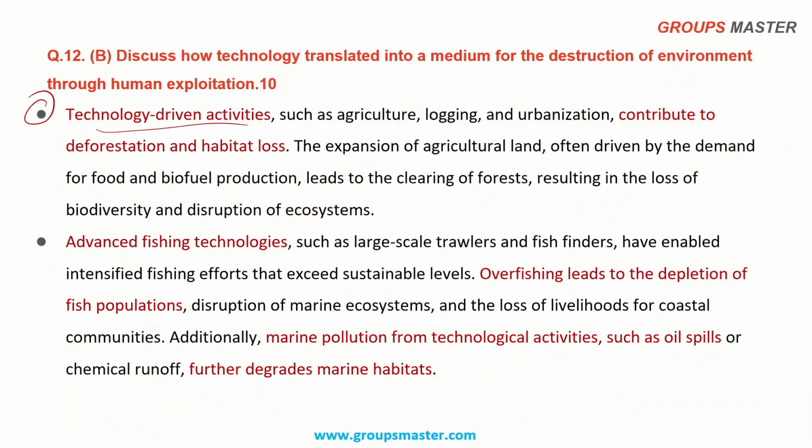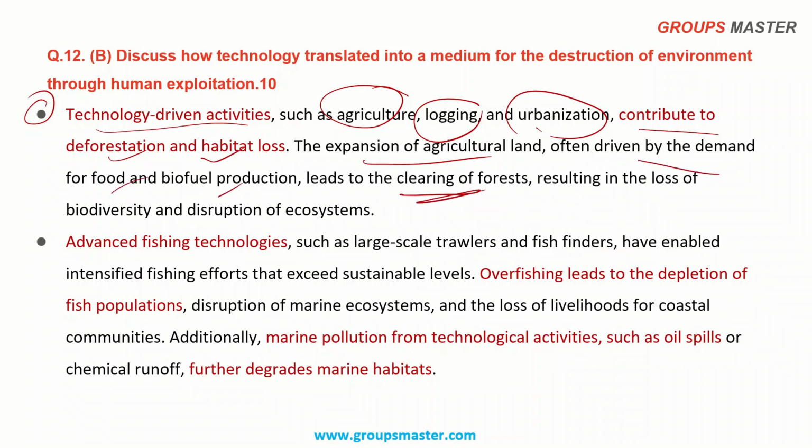Next is technology-driven activities such as agriculture, logging, urbanization are also contributing to the deforestation and habitat loss. The expansion of agricultural land often driven by the demand for food and biofuel production, leading to the clearing of forests. So if you want to expand the agricultural land, you have to clear the forest. So it results in the loss of biodiversity and disruption of ecosystems in that particular area. It also led to deforestation.